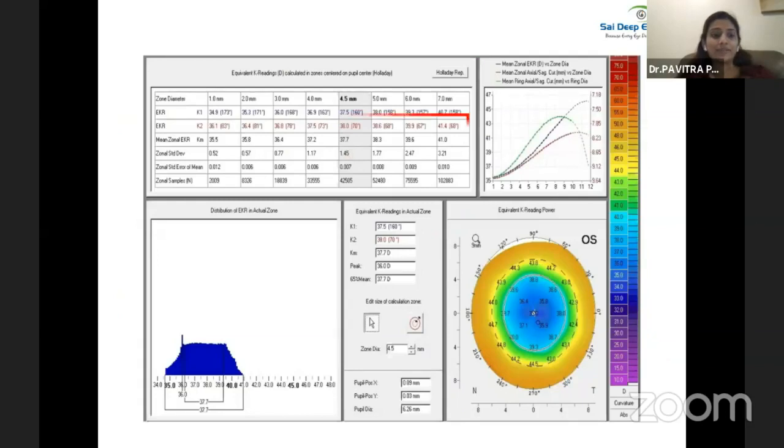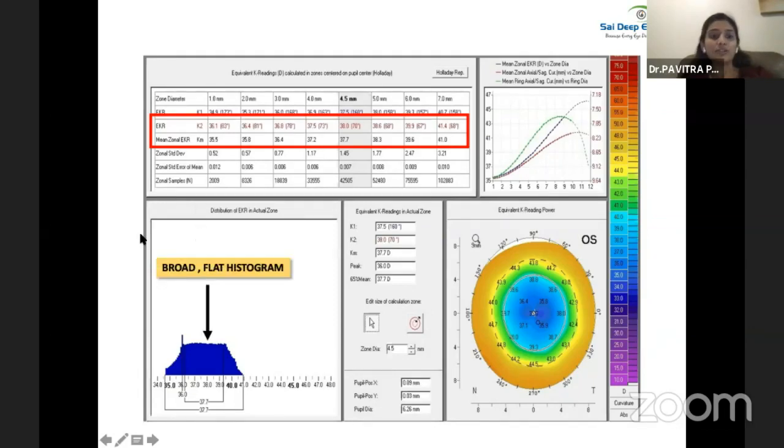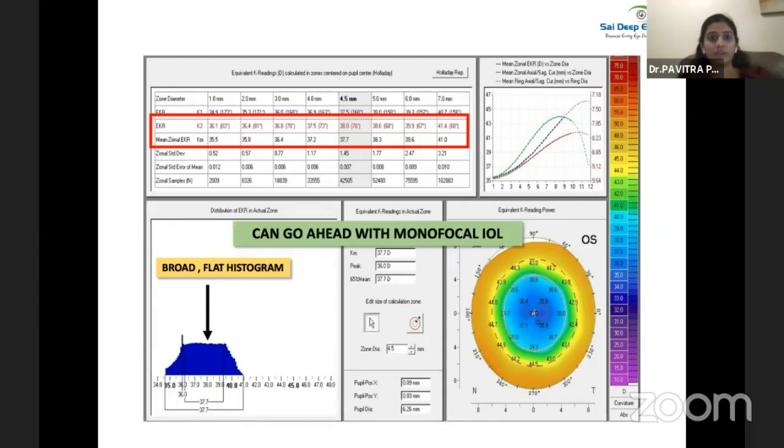In this scan, the difference in the EKR 65 mean is more than 1.2 diopters. Also, the steep axis, the values of the astigmatism axis, differ by more than 10 degrees. Also, we see a broad flat histogram. So therefore, this post-LASIK patient is not an ideal candidate for a multifocal IOL.